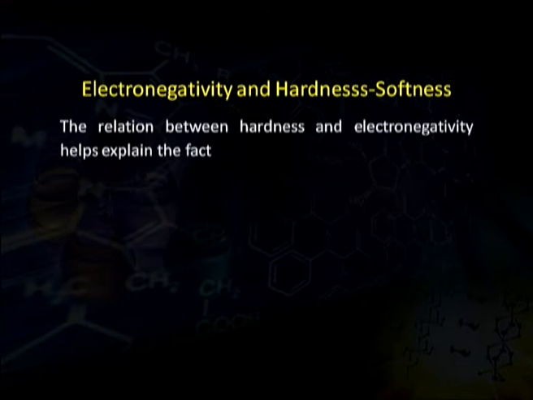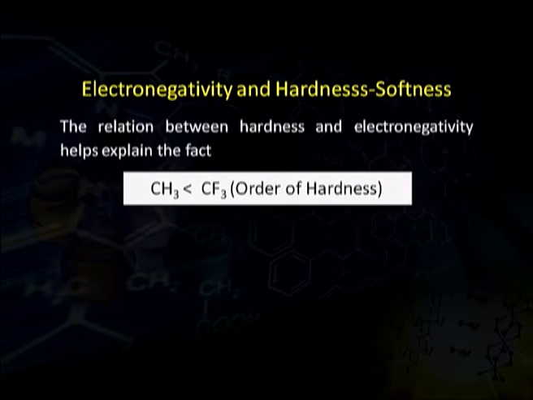The relation between hardness and electronegativity explains the following fact. The fact is that CH3 is less hard than CF3. Why is it so? This we can explain from the electronegativity. Fluorine is more electronegative than hydrogen. Since fluorine is more electronegative than hydrogen, and these are both attached to the same center, that is carbon, this being more electronegative, it is a hard acid. When a hard acid is attached to some center, it hardens the complete species.